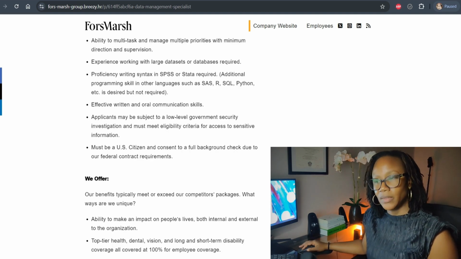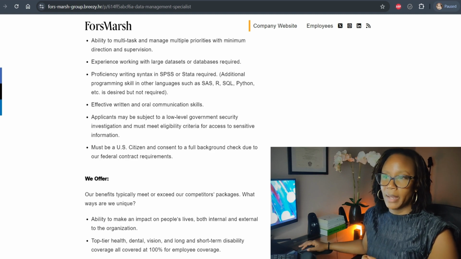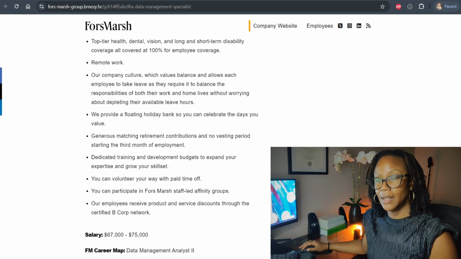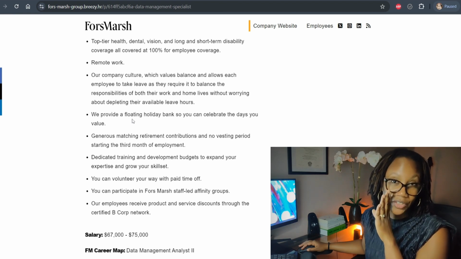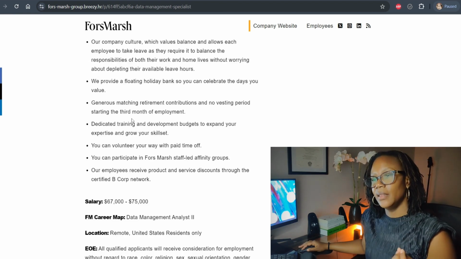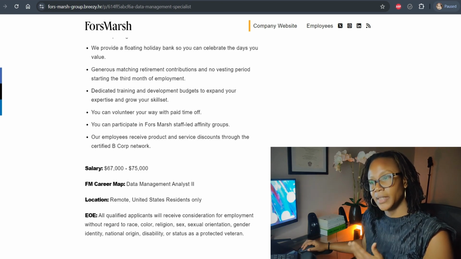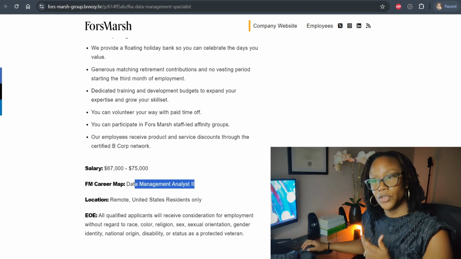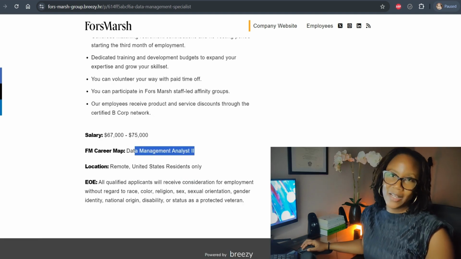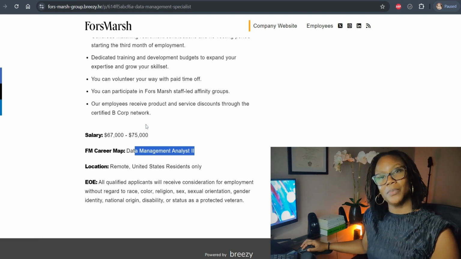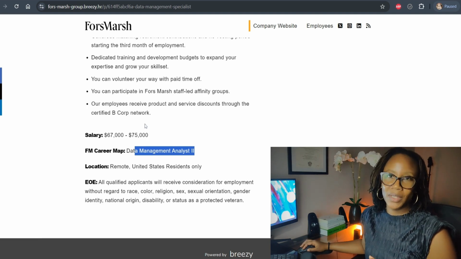Okay, you have to be a U.S. citizen and they will do a background check. They're offering a company culture that values balance, but make sure you ask the right questions to make sure. And the salary is really good. They list the career map here, which is great. So if you're trying to move up, they tell you here, data management analyst 2 is a position you can look forward to. Everyone's asking for remote, so my goal is to bring you as many remote jobs as possible that can open up new opportunities for you.